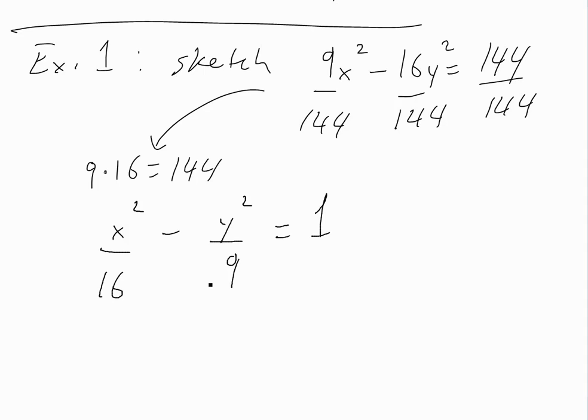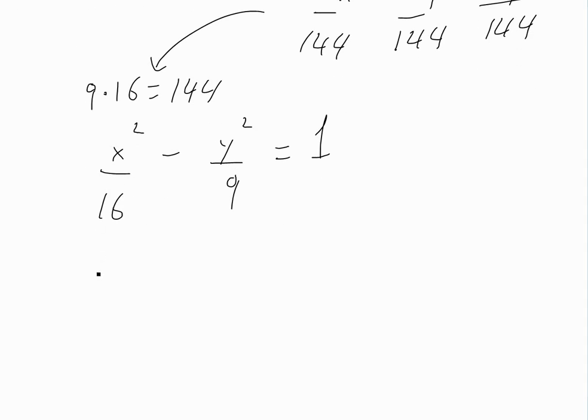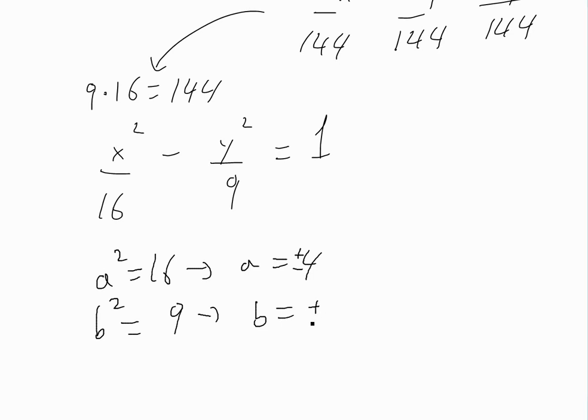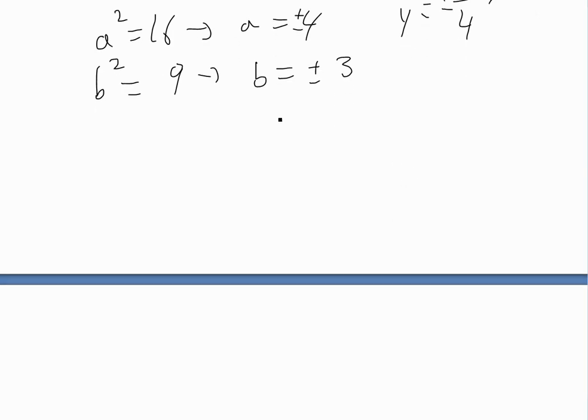So there's our hyperbola. Then from here we know that a squared is equal to 16, so then a is equal to 4, or plus or minus 4, and then b squared is equal to 9, thus b is equal to plus or minus 3. And then the asymptote lines are going to be y is equal to plus or minus 3 over 4 x. From here we can just graph it.